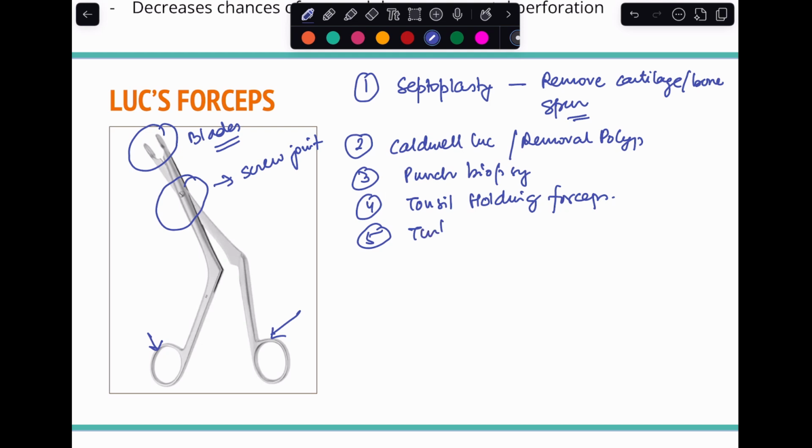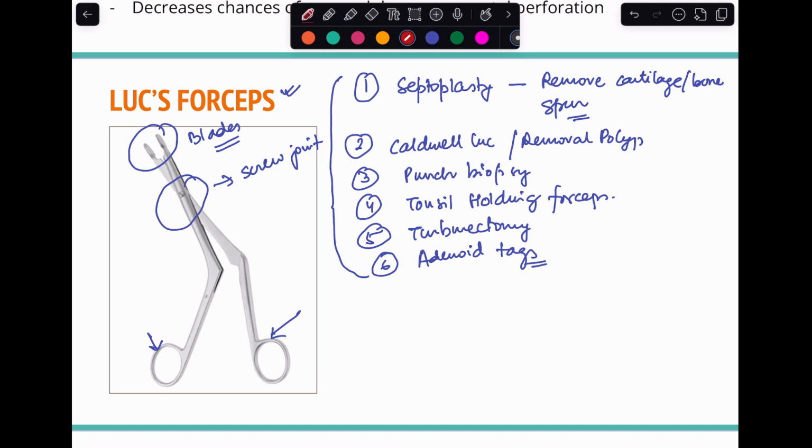This can also be used to perform a turbinectomy. And lastly, you can also use it to remove any adenoid tags, which can remain after adenoidectomy. So these are all the different uses of this Lux forceps, and this is a very important instrument in septoplasty because this is what you use to remove any cartilage or bone or even the spur.